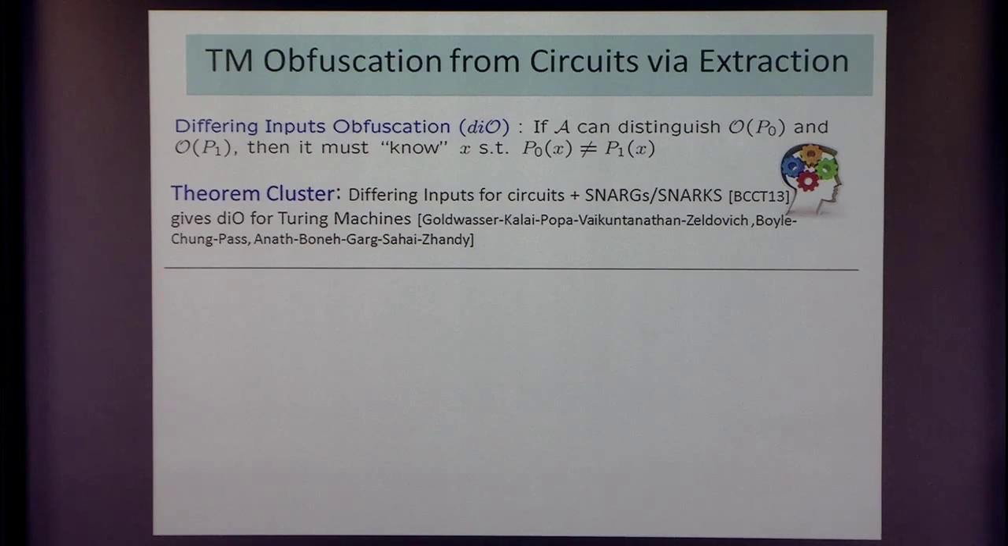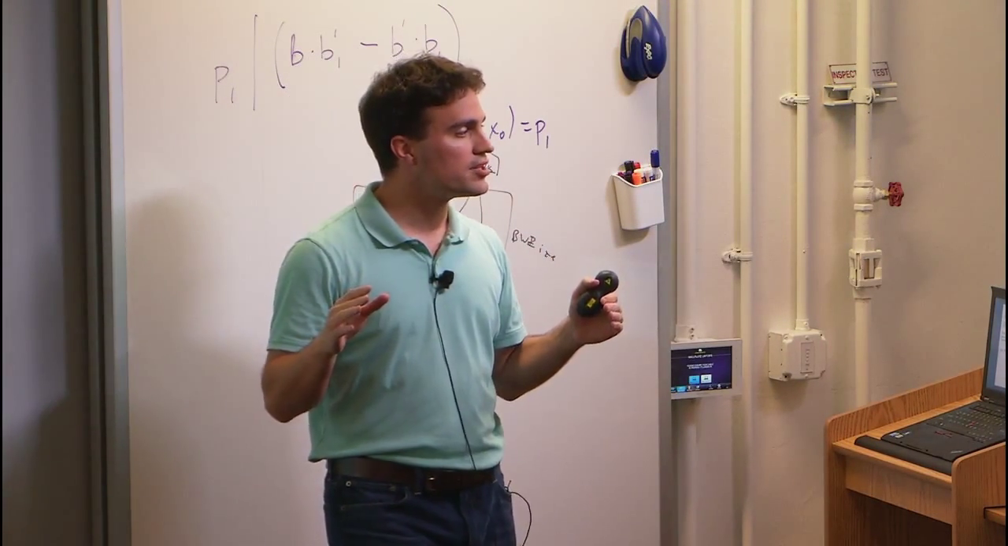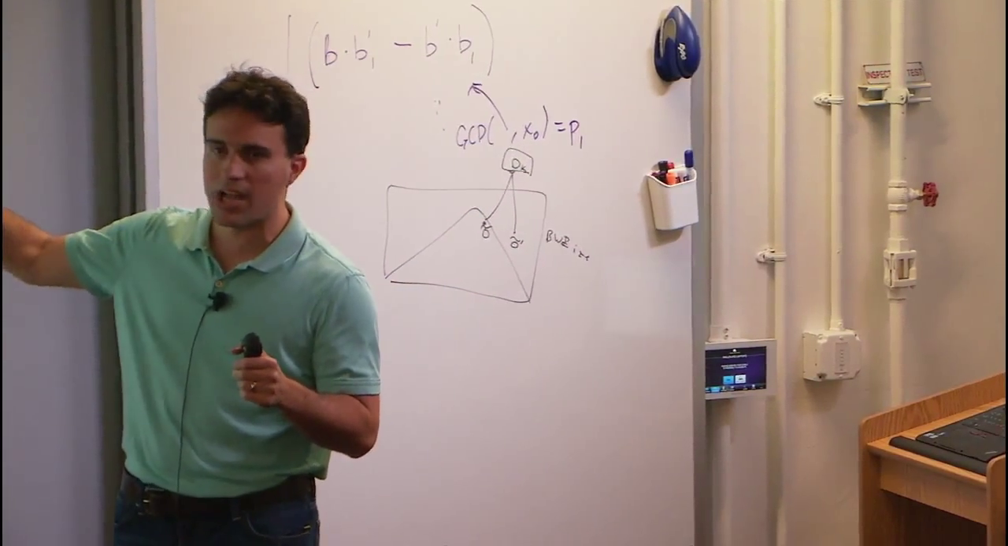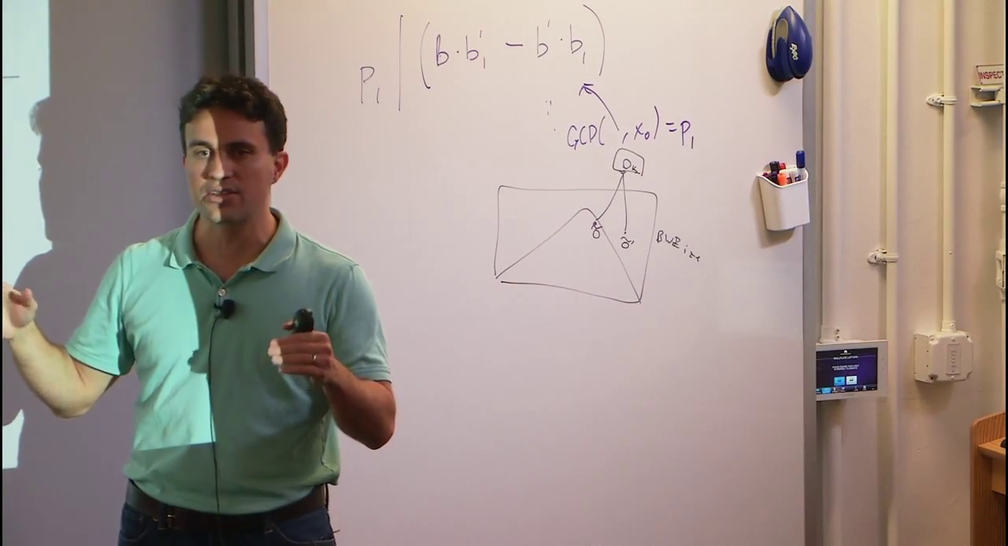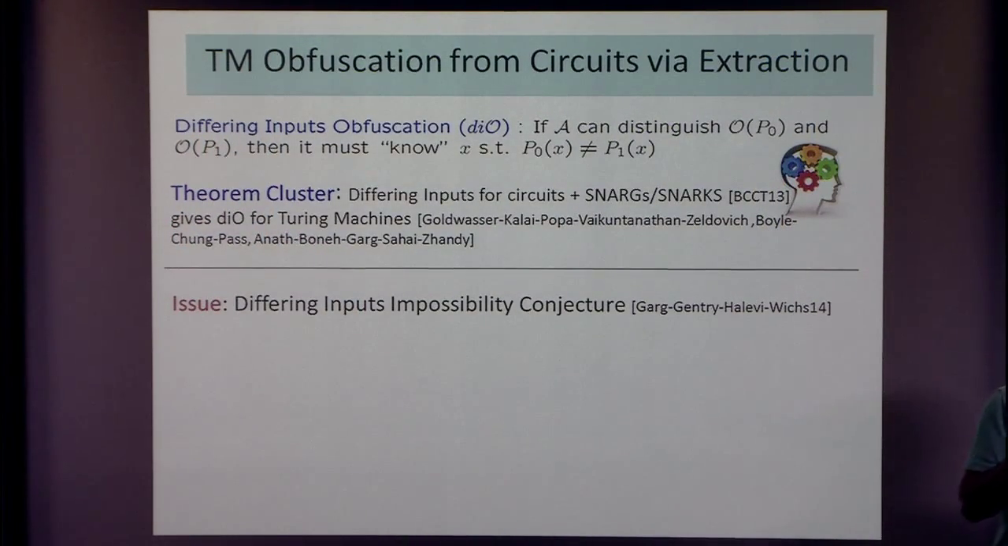Okay, however, the main issue is, do we really believe in these knowledge assumptions? And one interesting result came out a year ago, which essentially said that there was a conjecture that there was a class of functionalities for which we could not securely differing inputs obfuscate. So if you actually believe this conjecture, which I personally happen to believe, what this does is it sort of says that differing inputs is somewhat in the same boat as virtual black box obfuscation with the whole negative result of Barak et al.